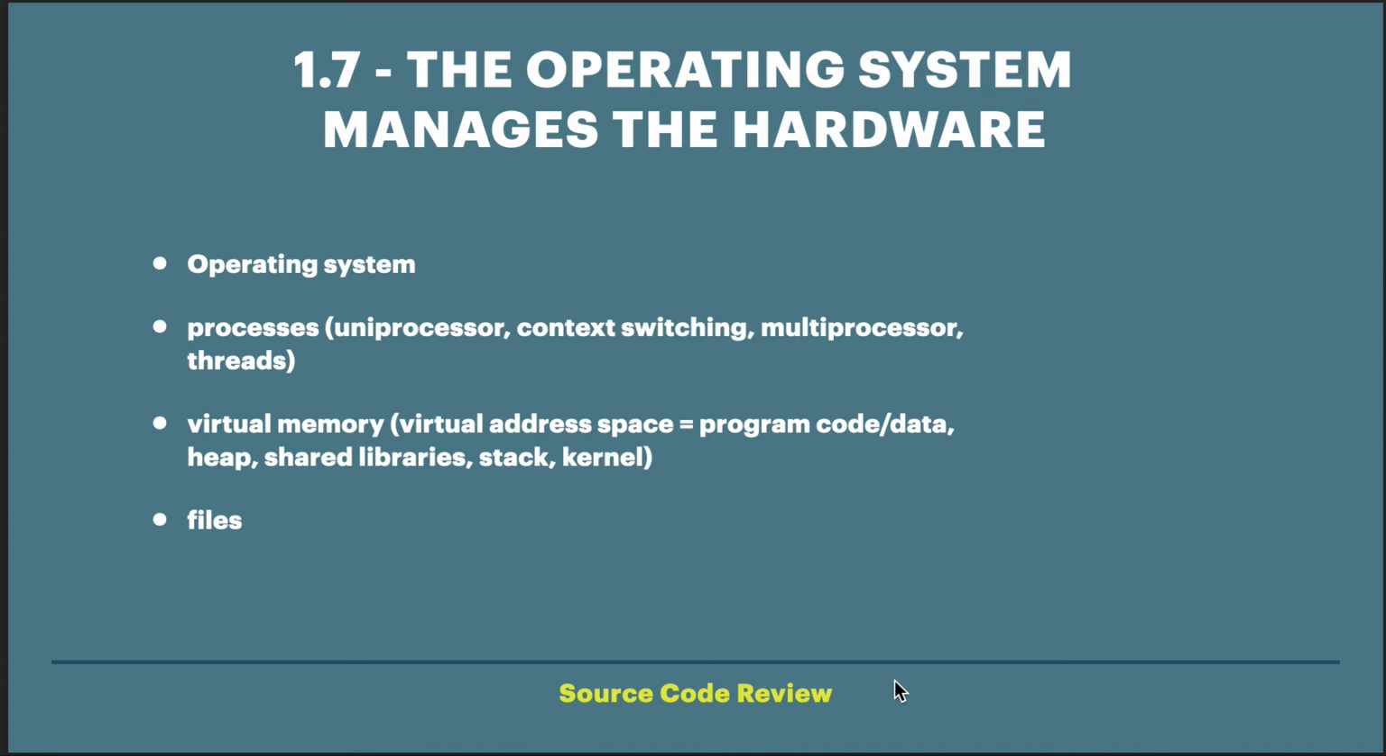Okay, 1.7, the operating system manages the hardware. Operating system, I'm not going to go over this because I already covered it. It's just the software that controls the hardware. Processes. Processes are the fundamental abstraction of an operating system. What does that mean? It means a process is basically what is controlling the hardware. What code is running is a process.